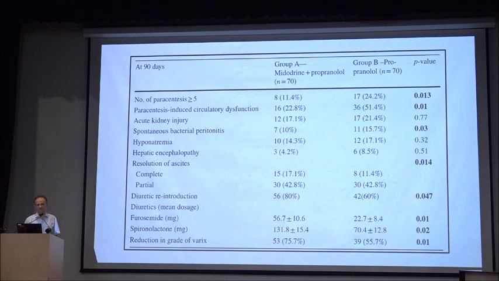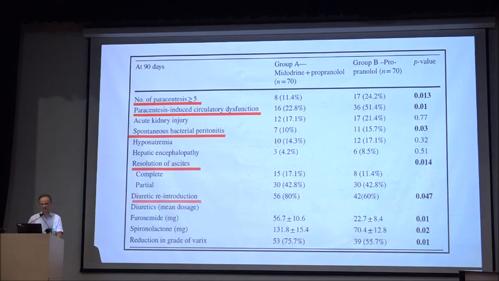Among the various secondary outcome parameters, there was a favorable response with the midodrine plus propranolol group with regard to the number of paracenteses, PICD, SBP, resolution of ascites, and reintroduction of diuretics, and a higher dose of diuretics could be given in the combination arm compared to the propranolol only arm. There was also a reduction in the grade of varices in this study.